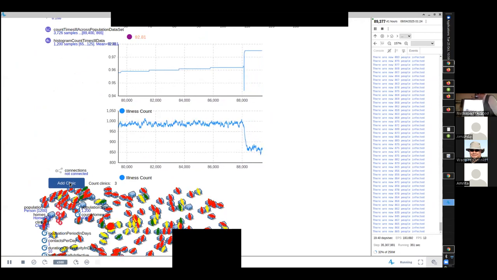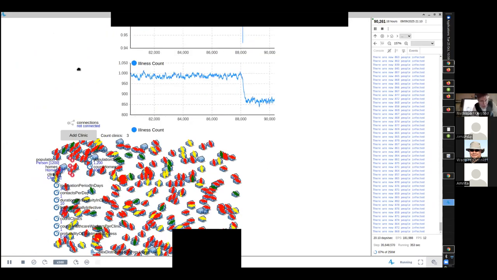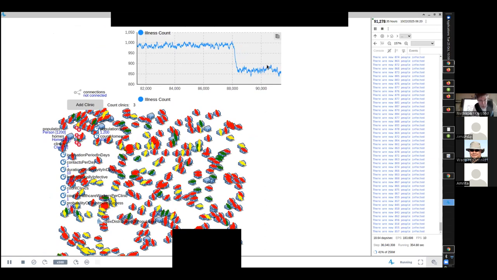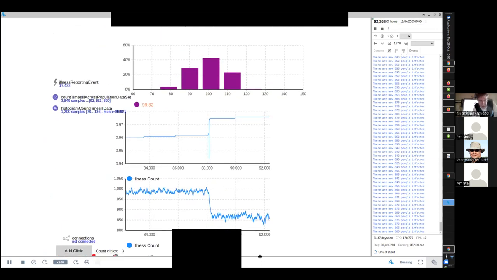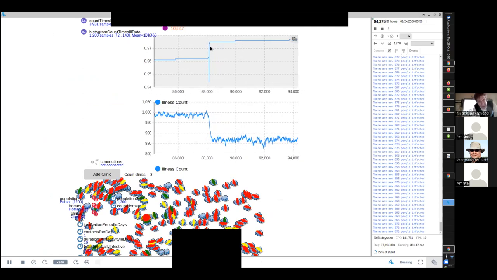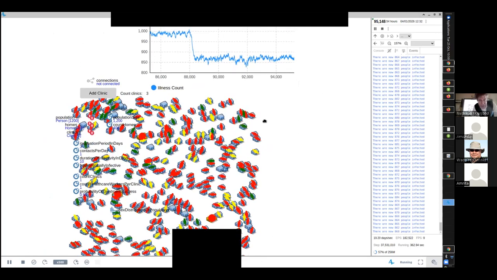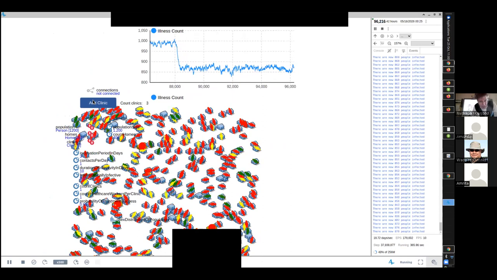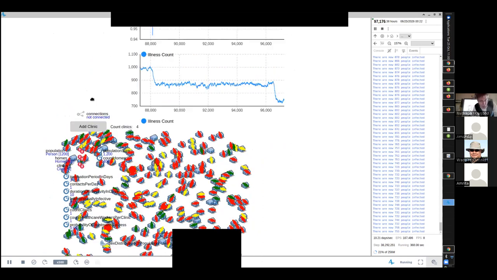I'm going to add another clinic. This is three clinics now. And notice the illness counts per unit time have come down, but we transiently lowered it and then it shot up again. Okay, three clinics, four clinics, here we go.